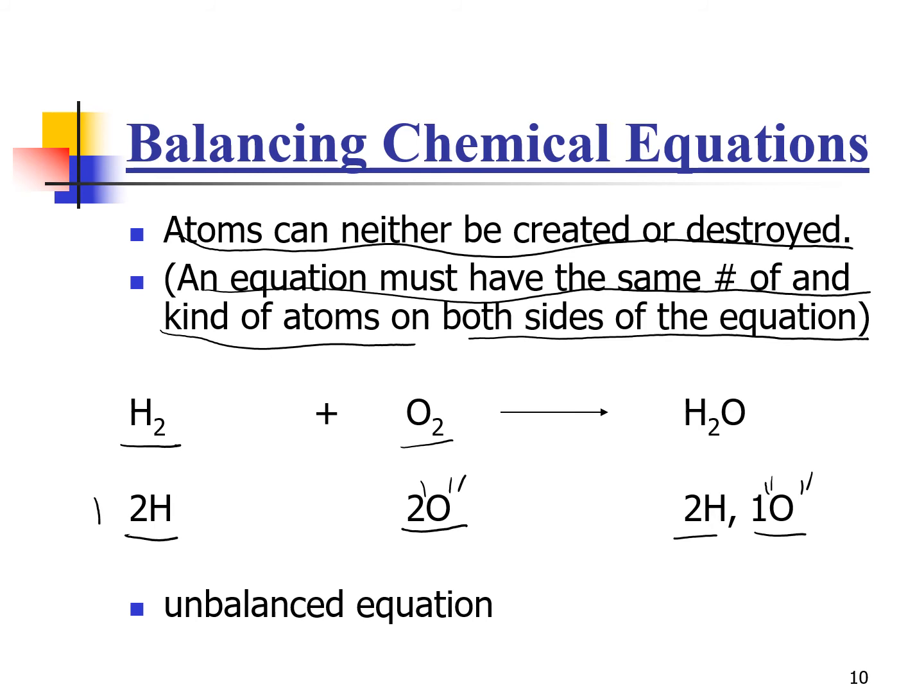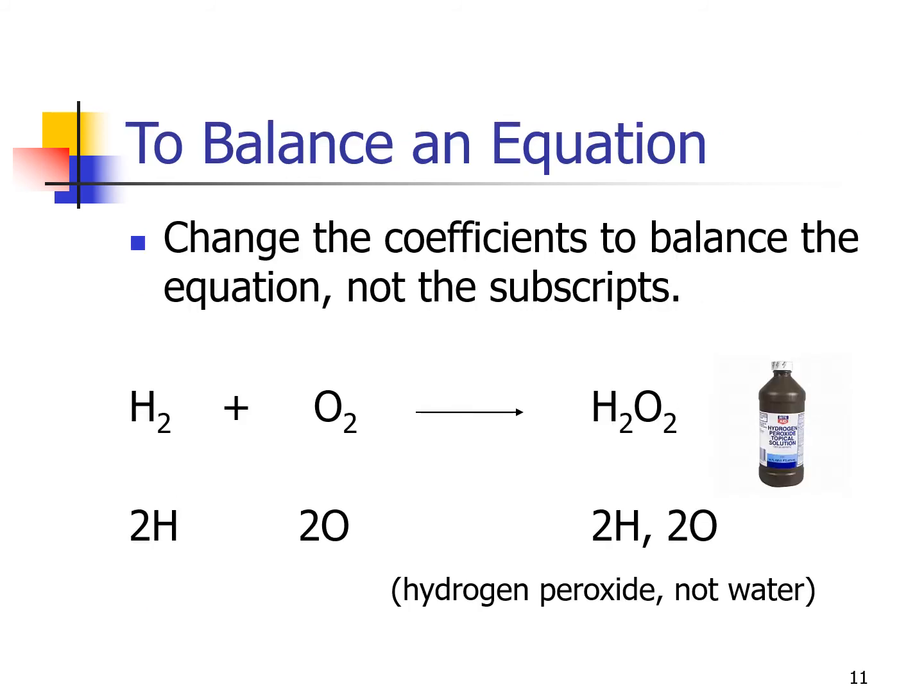The hydrogens balance. Yes, 2 on each side. However, the oxygens, we have 2 on the left and 1 on the right. So this is an unbalanced equation, which means we'll have to be adding a coefficient in order to balance it. To balance an equation, you may need to add a coefficient. Or we can say we're going to change a coefficient of 1, that you don't need to write, it's implied, to a number other than 1.